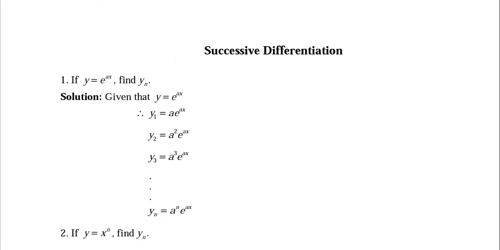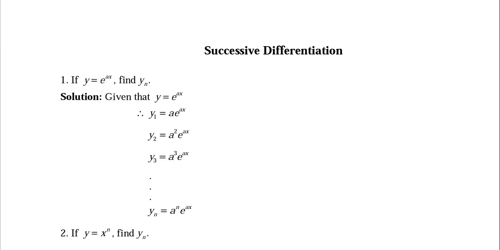So according to our step 1 we have to find y1, y2 and y3. Now, if we differentiate the given function e to the power ax, according to the formula d/dx of e to the power ax equal to a e to the power ax, we get y1 as a e to the power ax. Similarly, if we differentiate this function again, we get y2.